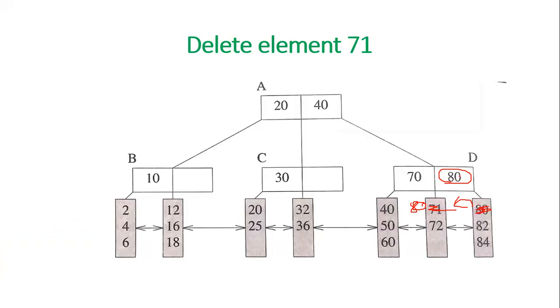So this 80 should be replaced with what? This 80 should be replaced with 82, because it should contain something which is greater than or equal to that. You cannot keep 80 here because here we have 80. So it should have 82. So after deleting 71, now the tree is balanced. Now there is no deficiency. So this is how we delete 71.